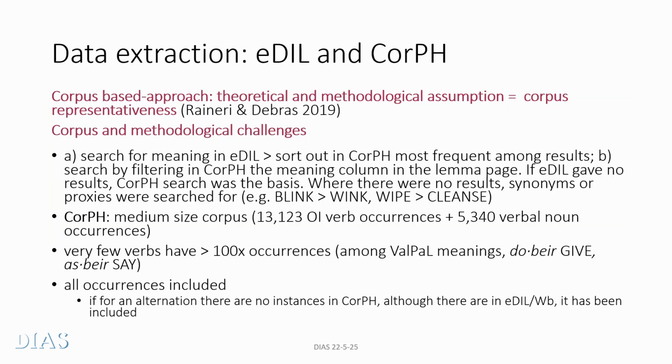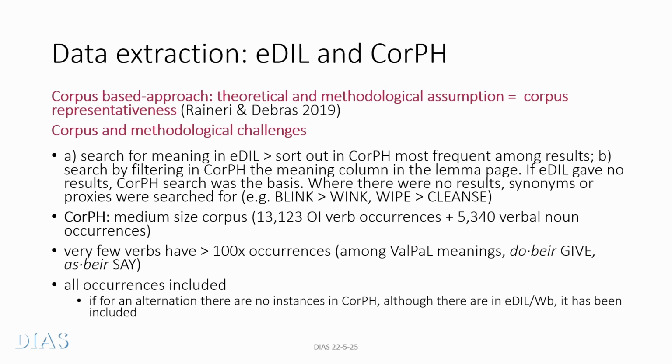So, data extraction, to get back to how the database has been constructed. As I said, we decided to use corpora, of course, for ancient languages, and to apply the methodology throughout, also for modern languages. And of course, there is a methodological assumption that corpora are representative. There are issues, of course, and we'll come back to that. So the procedure was basically to look for the meaning in the advanced search, then sort out the most frequent results in the corpus, and cross-check that with the results in the other corpus. If neither gave results, or both gave no results, synonyms or proxies were searched for. So, for example, wink for blink.